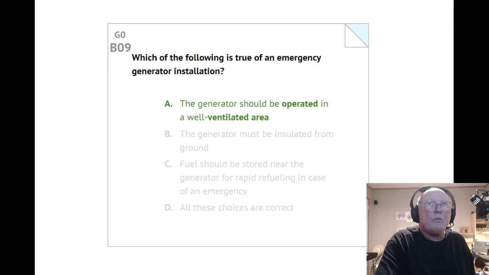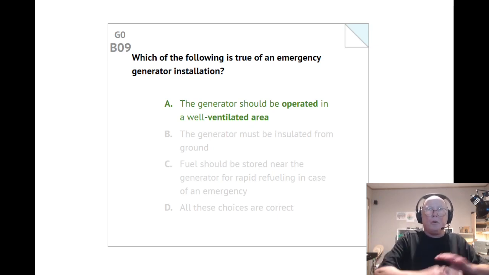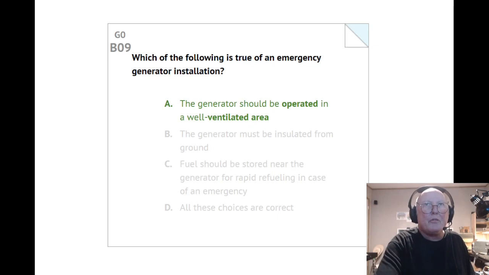B09. Which of the following is true of an emergency generator installation? The generator should be operated in a well-ventilated area. In other words, not inside a closed room. You don't want a generator in the kitchen with you, or in the living room, or in the bedroom with you. You'll die of carbon monoxide poisoning. So it should be operated in a well-ventilated area. If not outside, someplace that's maybe covered but caged in or something. Okay.